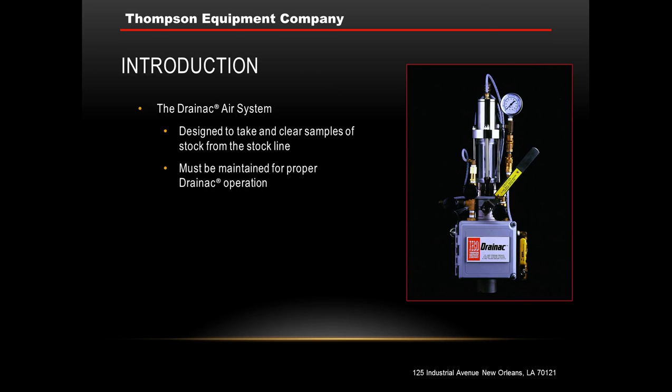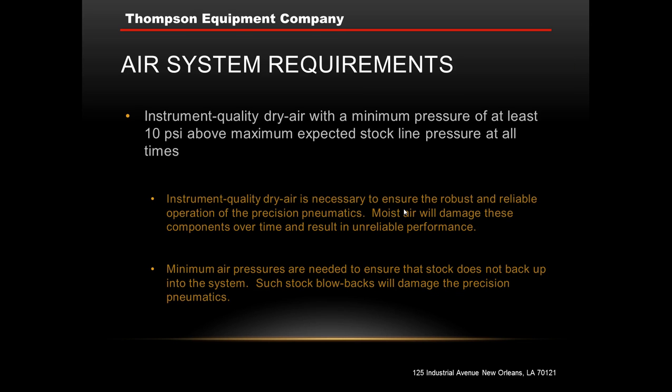The Drainac Air System is basically designed to enable the system to take and clear samples of stock from the stock line. It must be maintained for proper Drainac operation. So what are the requirements for the air system? Well, you need a source of instrument quality dry air with a minimum pressure of at least 10 psi above maximum expected stock line pressure at all times. It must be instrument quality, it must be dry air, and it must have a minimum pressure of at least 10 psi above the maximum expected stock line pressure.